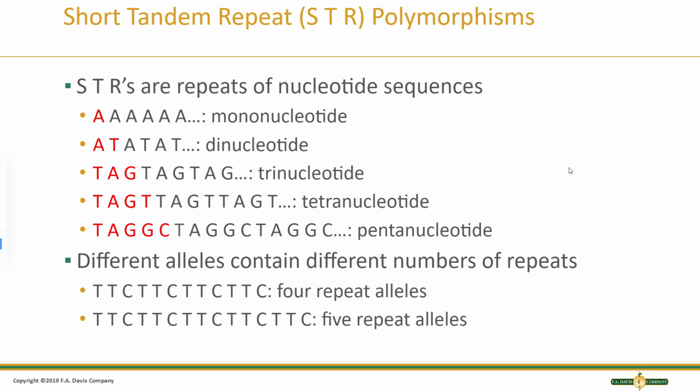Short tandem repeats. STRs are repeats of nucleotide sequences. A mononucleotide would be just 1 letter that's repeated. Dinucleotide would be 2 repeated. Tri would be 3. Tetra would be 4. Penta would be 5. Different alleles contain different numbers of repeats. So 4 repeat alleles are present here. 5 repeat alleles have 5 sections that were repeated.